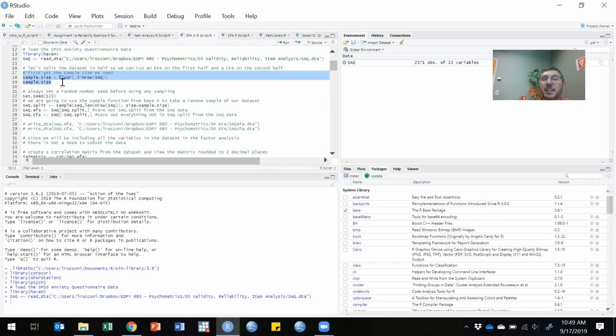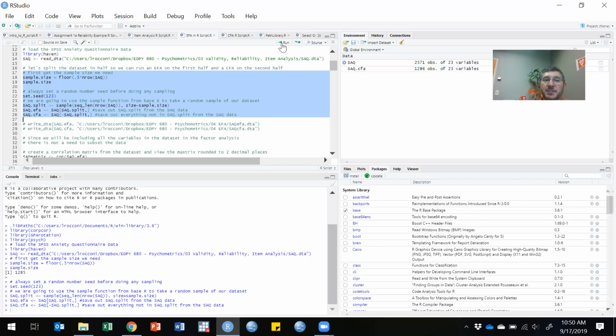So first I'm going to get what half the sample size should be. We're going to set a random number seed, and then we're just going to split the data in half. And I'm going to save them out onto Canvas. You'll have this SAQ EFA and CFA data set, so you'll have the exact same data set that I have. I've also saved them out as data files, so you'll have those as well. You can take these comments off to use it.